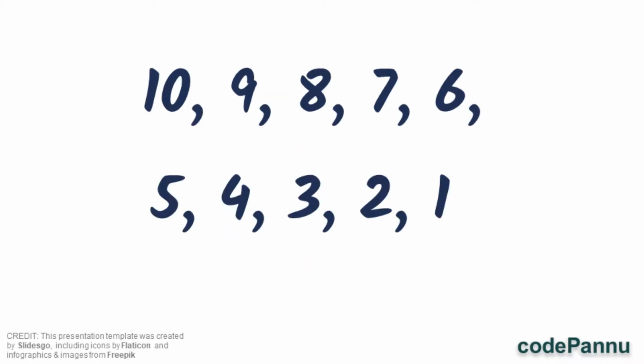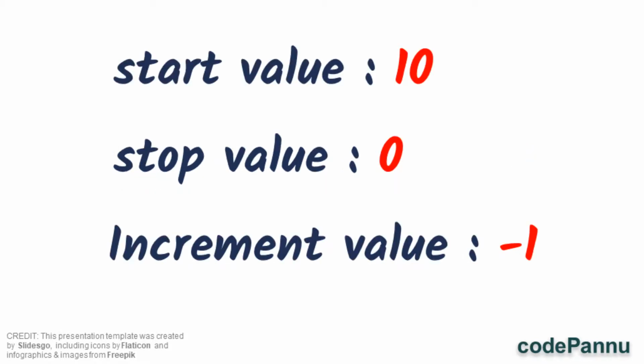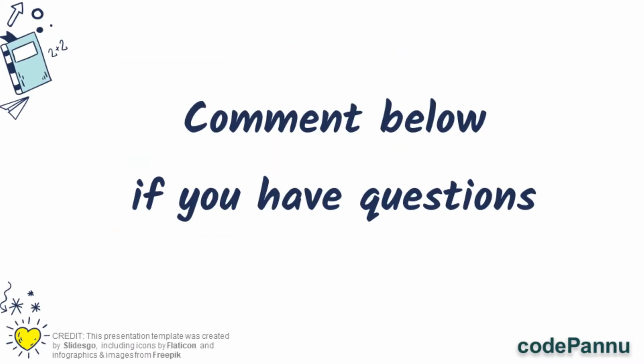Next, the increment value. Now, here we are not increasing, we are decreasing. We are going from 10 to 9 to 8 to 7. So what are we doing? We are decreasing by 1. So our decrement value is minus 1. Again, can we have negative values? Yes, we can. So our start value is 10, our stop value is 0 and our increment value is minus 1. Again, very easy to write, right? Try it and I'm sure you will get it. If not, we will see it in our classroom.